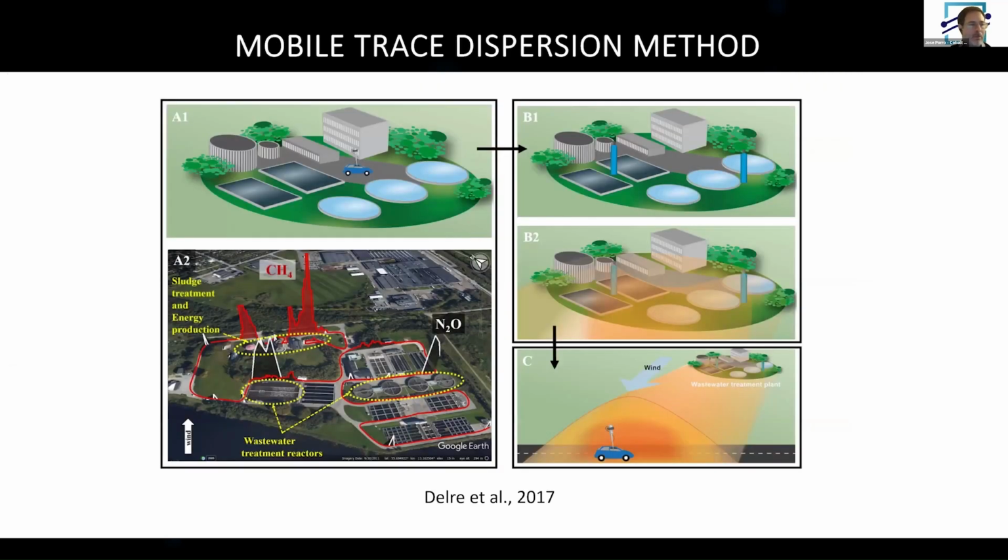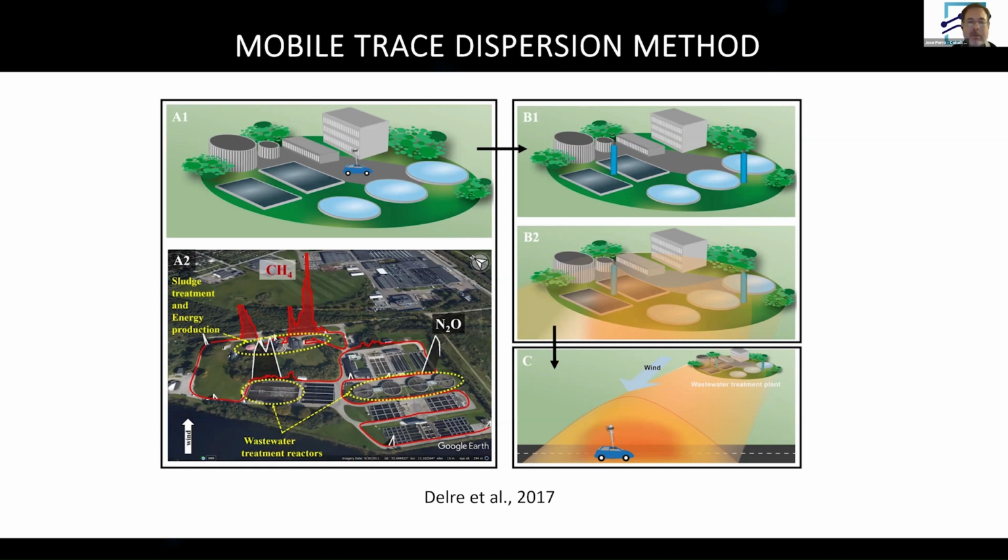In terms of the mobile trace dispersion method, this involves driving around the site and taking the wind direction and atmospheric conditions into account, and capturing a plume of the N2O or methane. Methane can also be measured. The problem is that this is only a snapshot of what the emissions are. It's only capturing one moment in time. So it's not able to capture the dynamics.